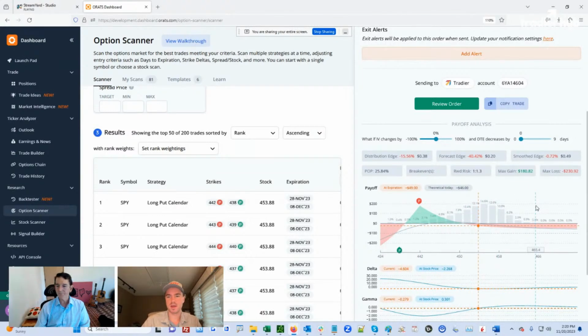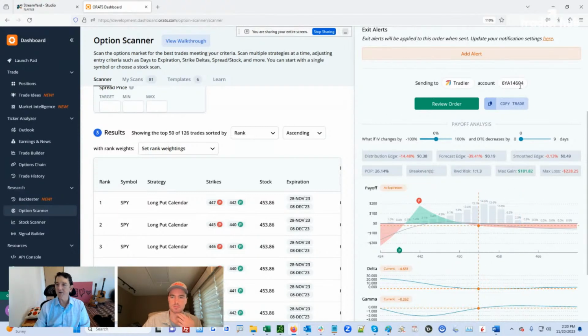That distribution, Matt, is the same value that we're showing in the scanner table that you can sort based on your ranking. So if you like to value the trade based on the distribution percentage, you can rank that higher in the option scanner table. Same thing goes for our forecast volatility and our smooth percentage. So this trade looks pretty good to me.